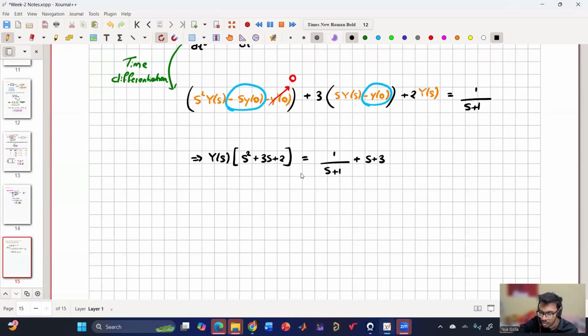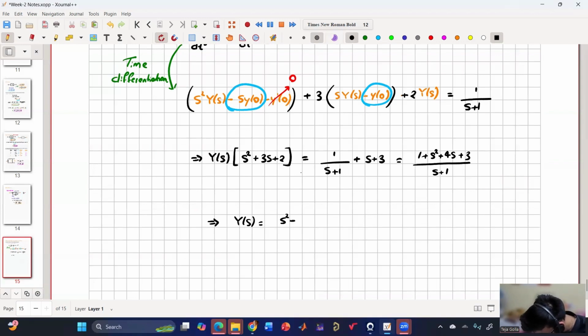Yes, sir. So now if you multiply it, we'll have 1 plus (s square plus 4s plus 3) by (s plus 1). So now if you calculate, you will get Y of s is equal to (s square plus 4s plus 4) by (s plus 1) into (s square plus 3s plus 2). Okay. So this is the expression that we got. Now we have to apply inverse Laplace transform.